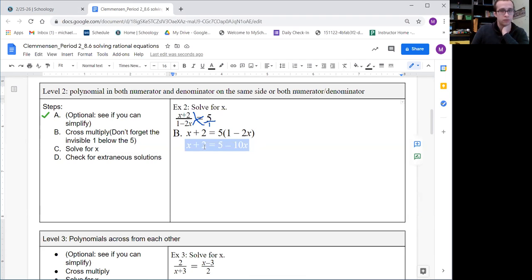When I distribute the 5, I get x plus 2 equals 5 minus 10x. Then I get all my x's on one side, all my numbers on the other. Add 10x, subtract 2, I get 11x equals 3. Last step, divide both sides by 11, I get x equals 3 over 11. That'll be my answer.